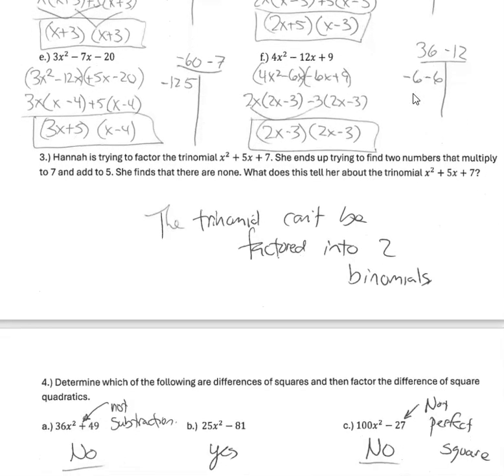On this next one, it says Hannah's trying to factor the trinomial of x squared plus 5x plus 7, and she ends up trying to find 2 numbers that multiply to be 7 and add to be 5. She finds there are none. What does this tell her about the trinomial? Well, in this case, it cannot be factored into 2 binomials. You can factor out a 1 out of all of those, but we aren't going to be able to factor this into 2 binomials.